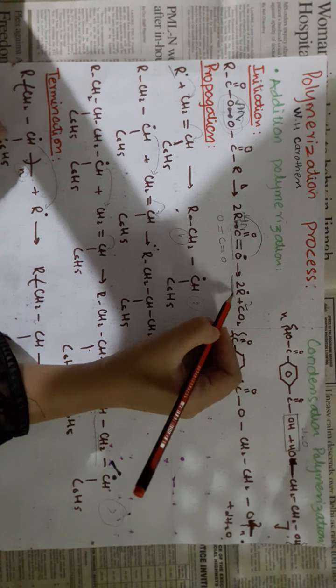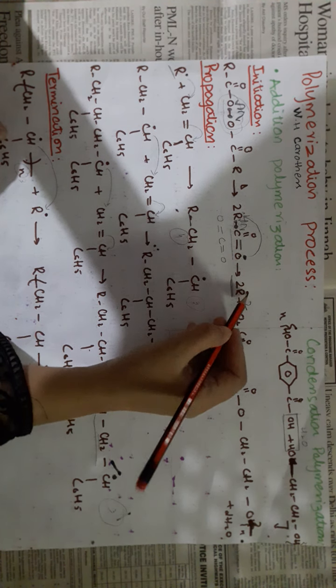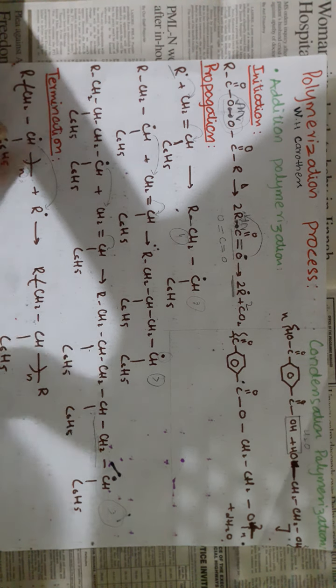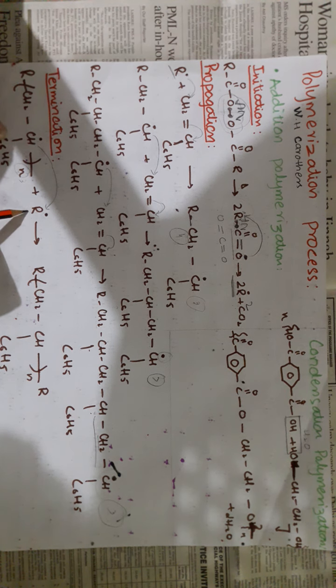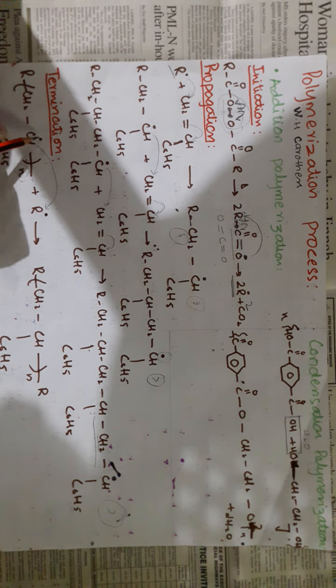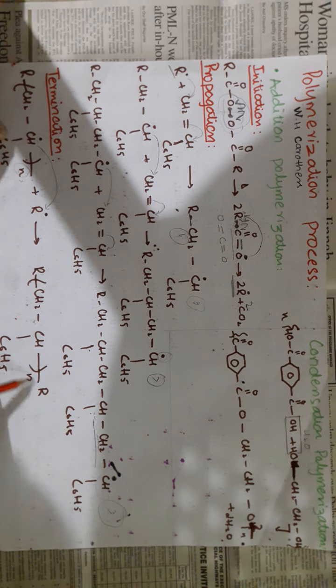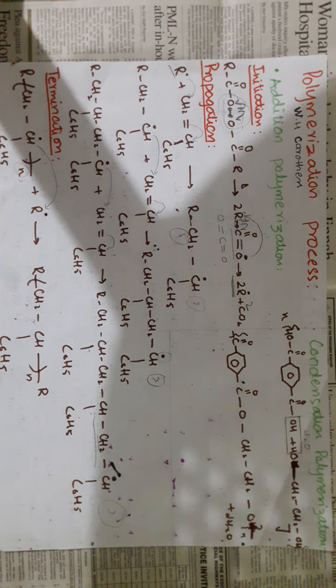Now look over here, we had 2 R free radicals. One is used in the propagation process, and the second one is used in the termination process. This free radical carbon will be joined by this free radical R, and the whole molecule will become neutral. So the purpose of termination is the neutrality of the molecule. We join 2 free radicals and our molecule becomes neutral overall.